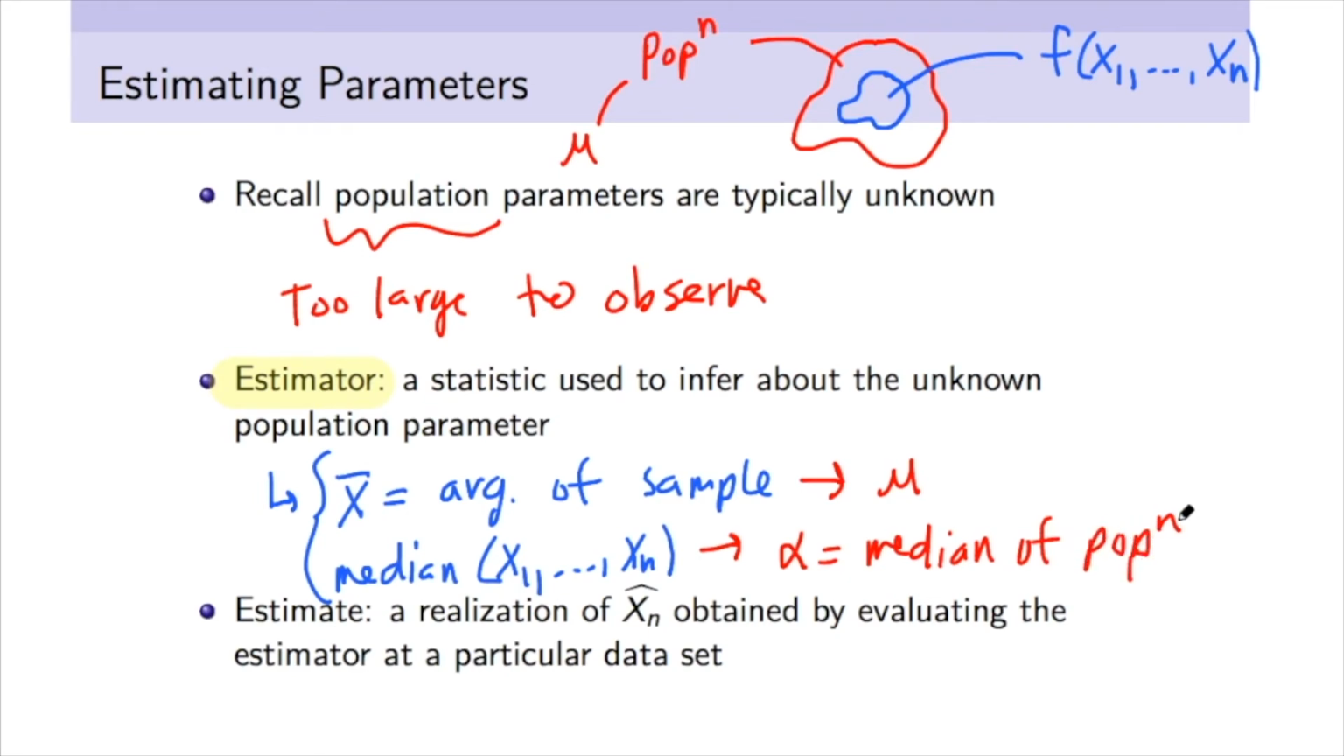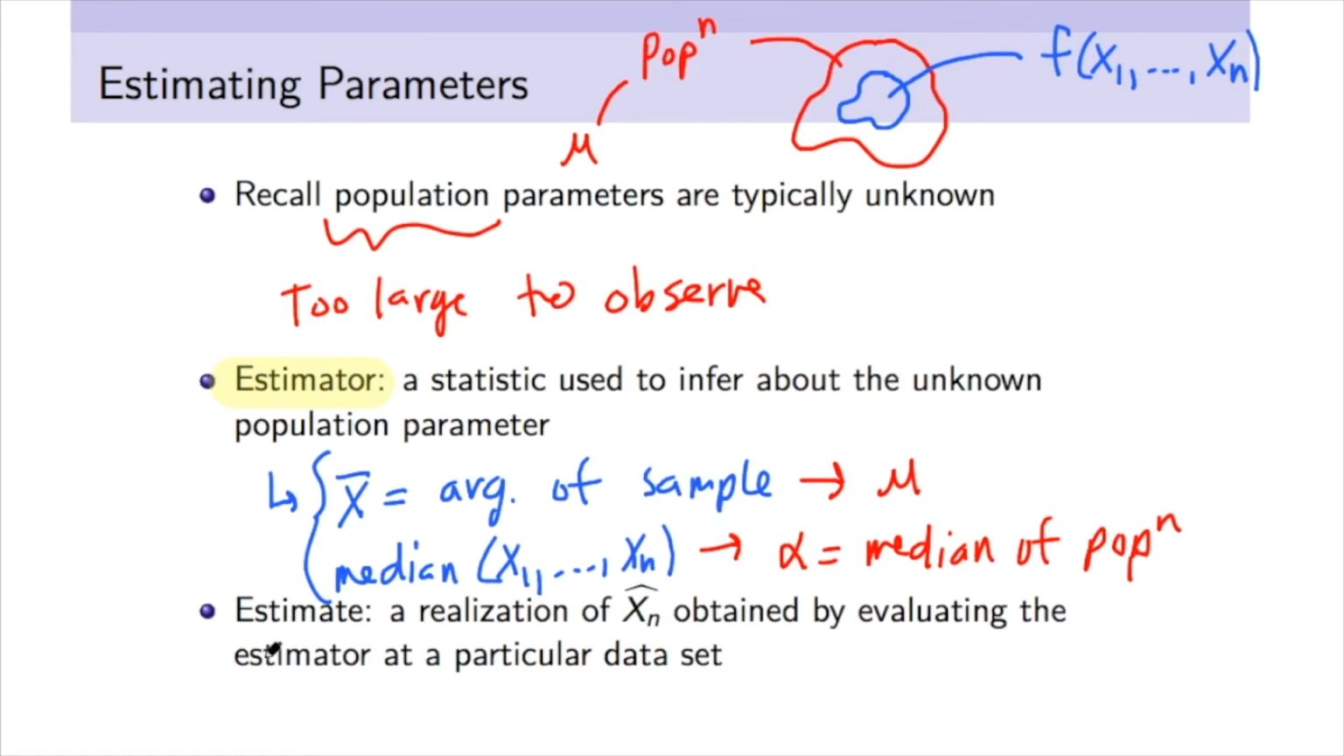So the key point here is that the population is unobserved, so we cannot determine these parameters, which represent some characteristic about the population. So what we do in statistics is we go collect a sample, which is a subset of the population, and then use the estimator, which is a statistic that is informative about the population parameter.